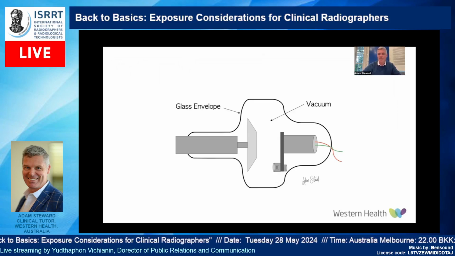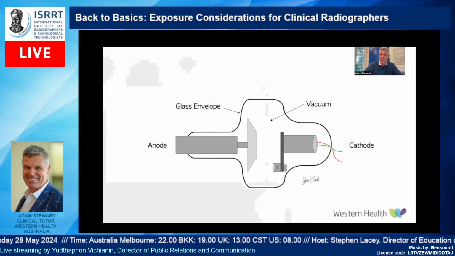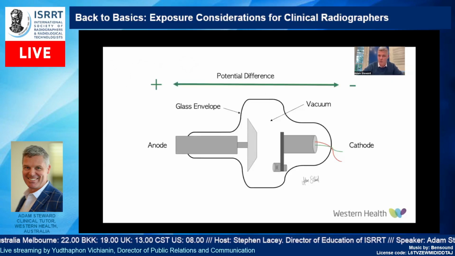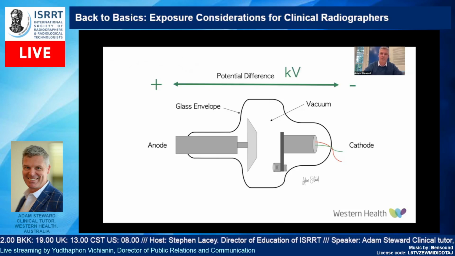This is a rough schematic of an X-ray tube. You can see I've drawn here, it's pretty crude, but we have a glass envelope, and the purpose of the glass envelope is to maintain a vacuum, so there's no particle matter inside the tube itself. At one end we have an anode, and at the other end we have a cathode, which means one end is positively charged and one end is negatively charged. So across the tube itself we have a potential difference, and that is measured in kilovoltage.